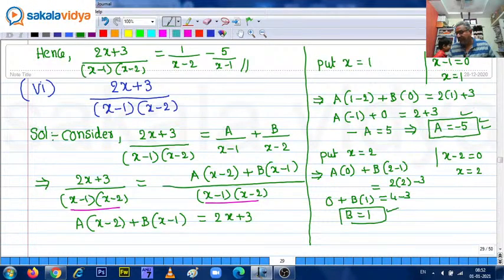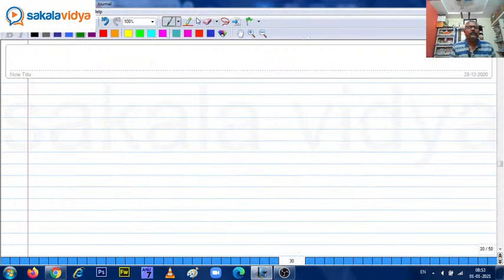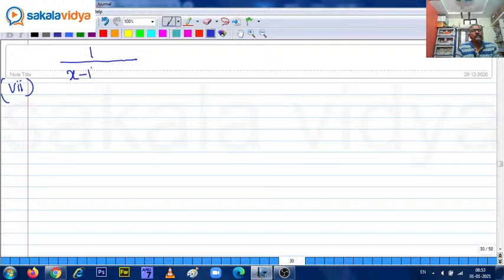One more question, let us discuss the 7th question now. 1 upon x minus 1 times x minus 3, resolve into the partial fractions. So you need to practice all these questions so that you can solve any problem in any examination, whether it may be mid-term examination or final examination.